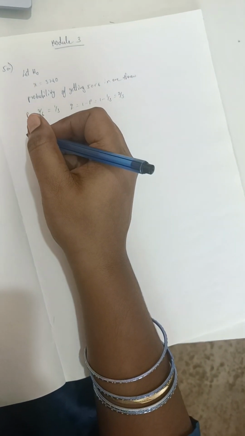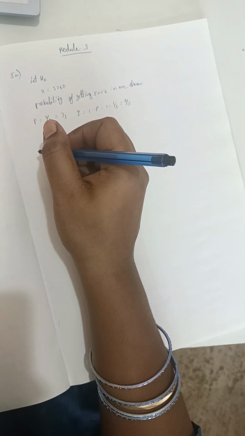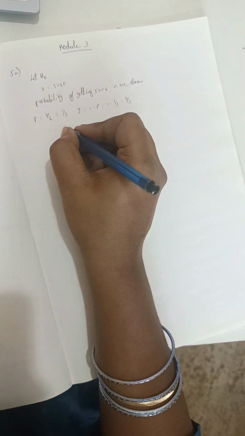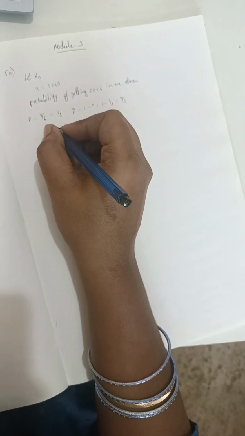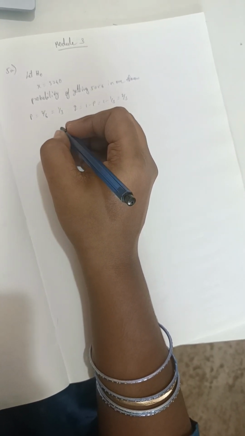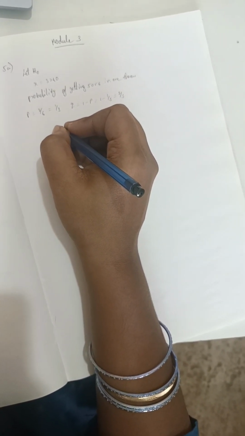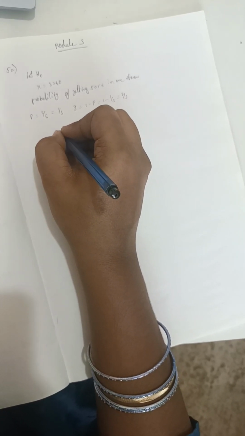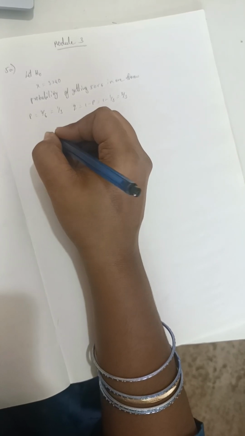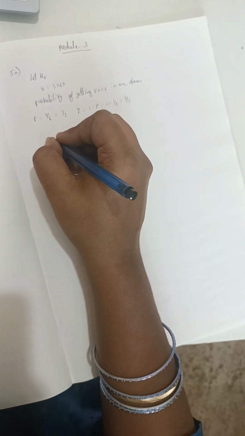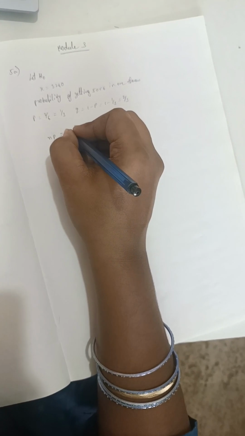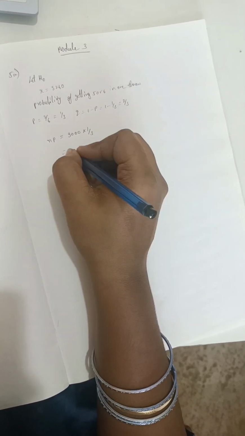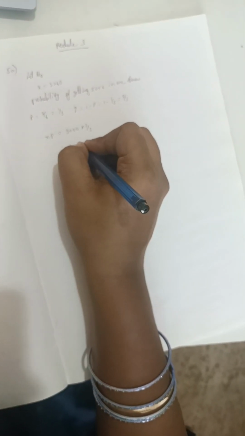The actual number of successes when the die is thrown 9,000 times: n is 9,000, so np is 9,000 into 1 by 3, that is 3,000.